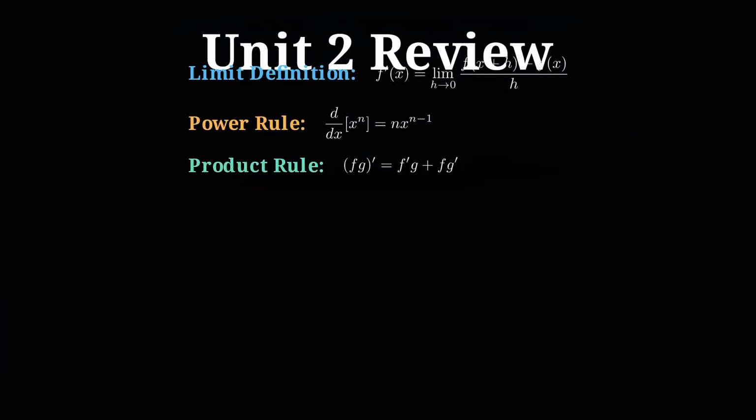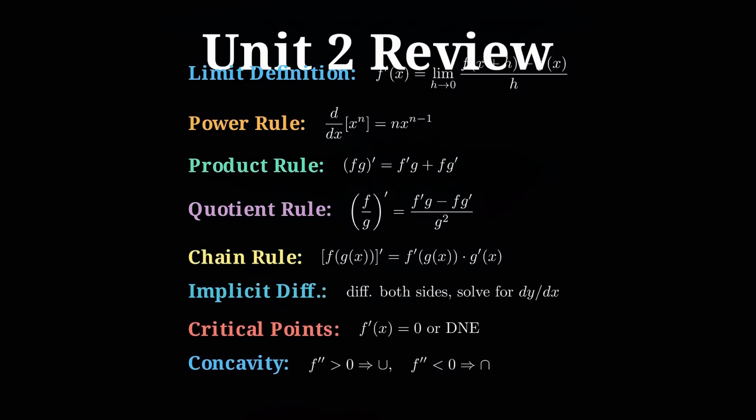Let us summarize Unit 2. The derivative is the limit of the difference quotient as h approaches 0. The power rule: bring the exponent down and reduce by 1. The constant multiple and sum rules let you differentiate polynomials term by term. The product rule: first times d second plus second times d first. The quotient rule: low d high minus high d low over low squared. The chain rule: derivative of outside times derivative of inside.